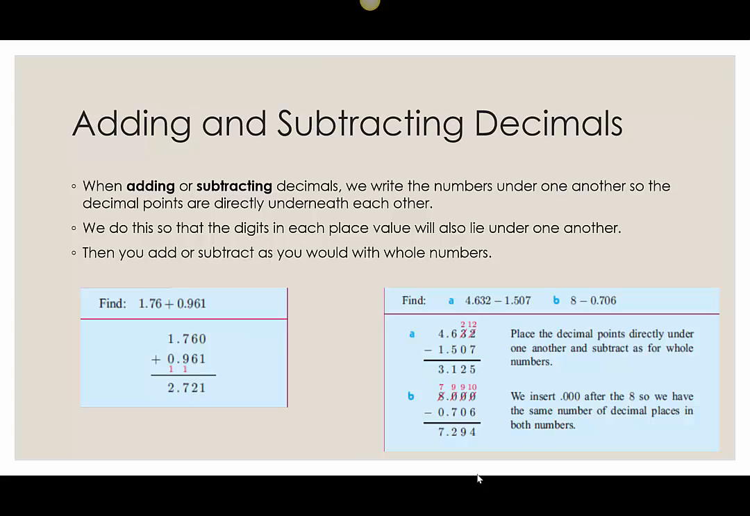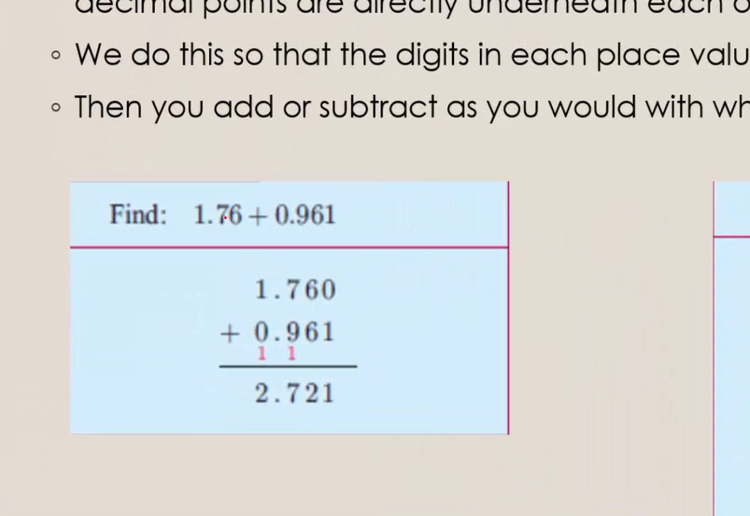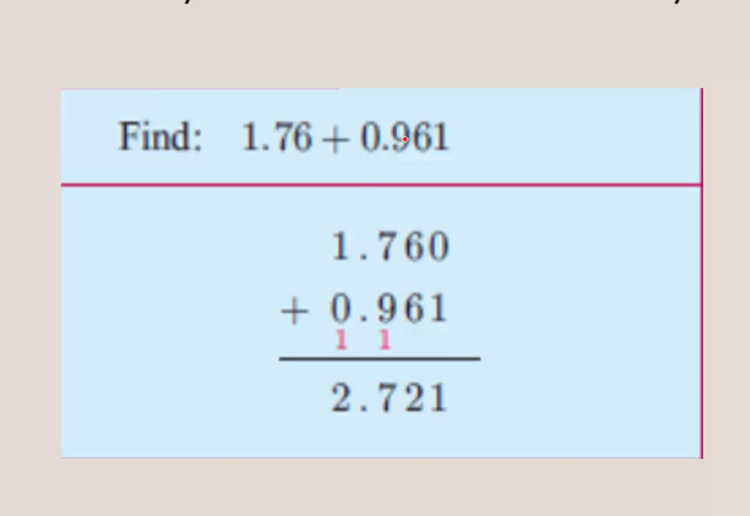underneath each other, okay? So we do this so that the digits in each place value also lie under one another. So if you look at this example here, 1.76 plus 0.961, your place value of 7 and the place value of 9 are in the same spot. So we want to line those two up here, okay? Same with the 6 and the 6. And then this 1, but there is no number here, so we put a 0 there just to make sure that we're all lined up.